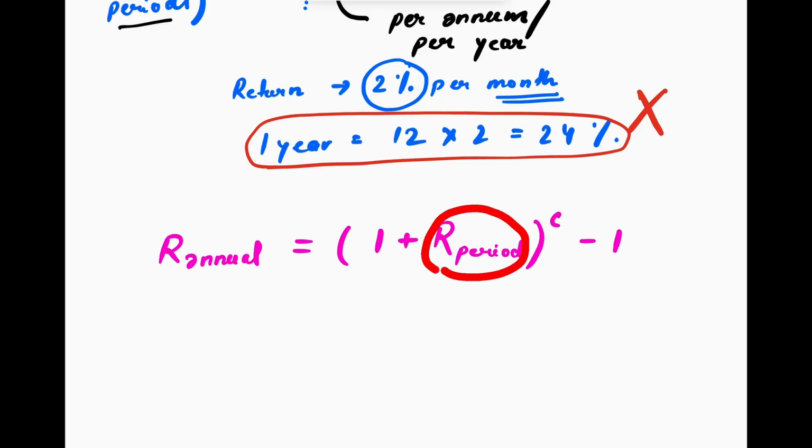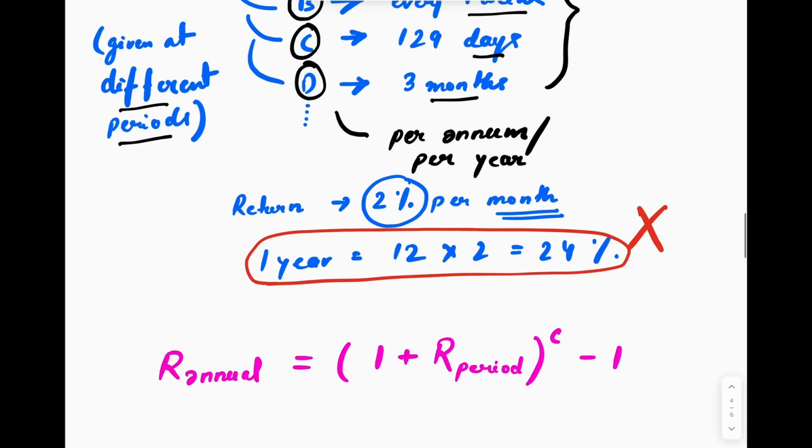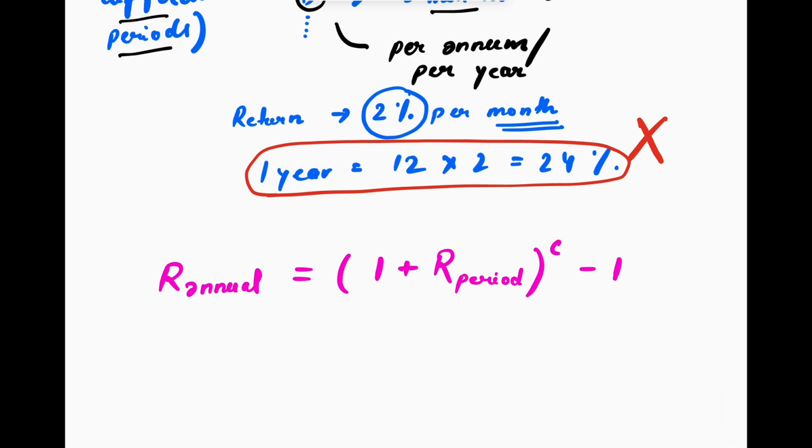R_period is the interest rate for a given period. If the interest rate given to you is on a 4 weeks basis, you just write that interest rate here. Or if it is on a 3 months basis, you write that interest rate here. So this interest rate is for any given period, which is given to you, and later you are transforming it into an annual return. This C is very important.